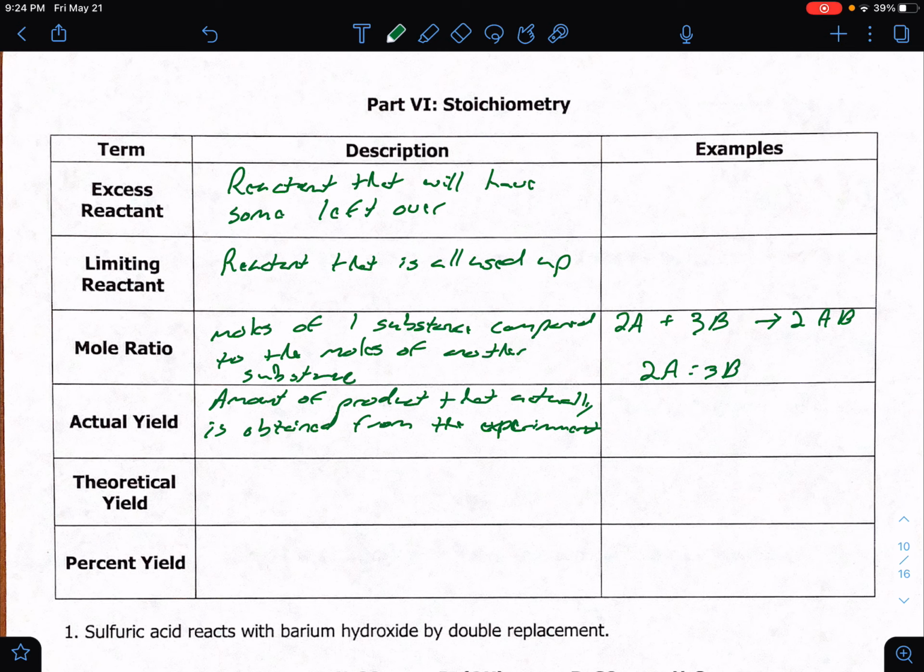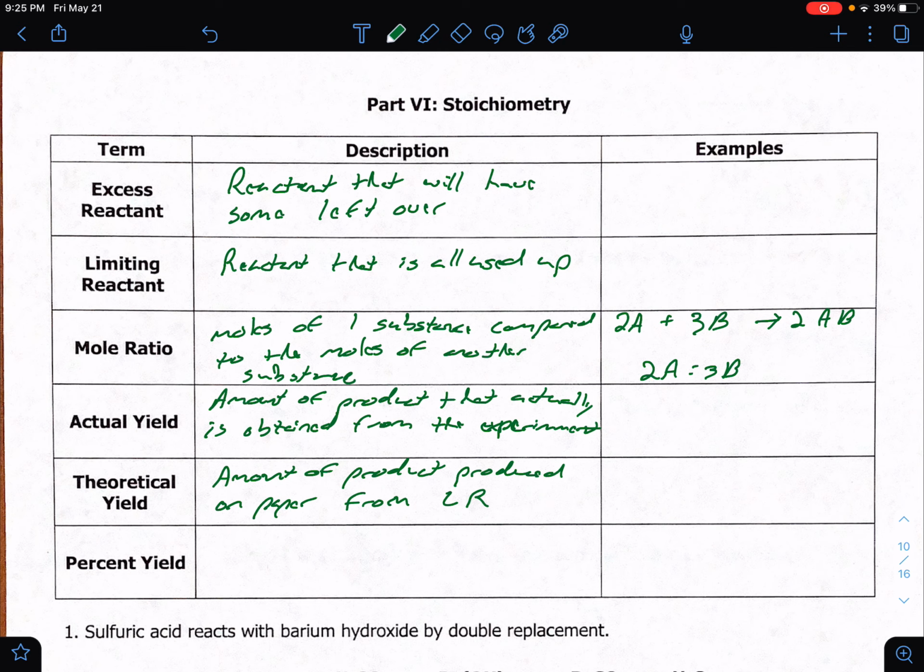Theoretical yield is the amount of product produced or obtained on paper using a conversion from the limiting reactant. So it's the amount of product that's produced on paper from the limiting reactant. So actual is what you get in real life. Theoretical is when you do your conversion on paper. That is like the perfect scenario.